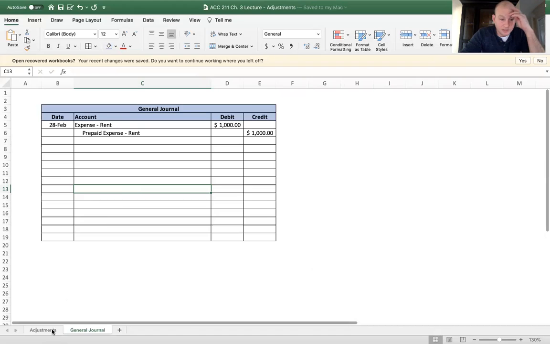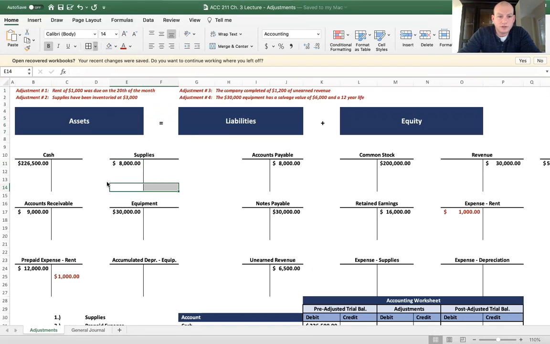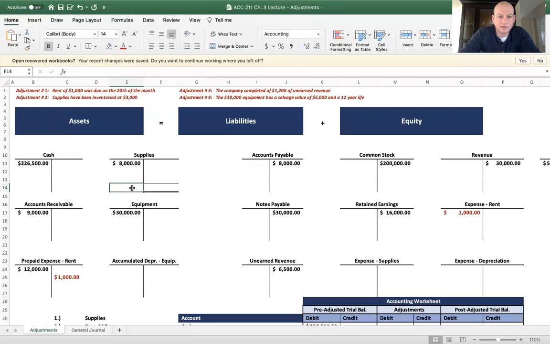Okay, so let's go back to the adjustments here. So now adjustment number 2, it says supplies have been inventoried at $3,000. So if we look at our supplies account, it looks like we started off the month with $8,000 worth of supplies, and now the supplies are down to $3,000. So the ending balance of the supplies account is $3,000. So that means that we have used up $5,000 worth of supplies.